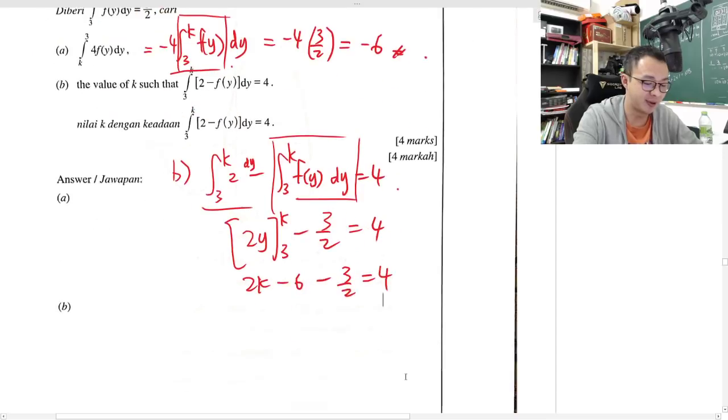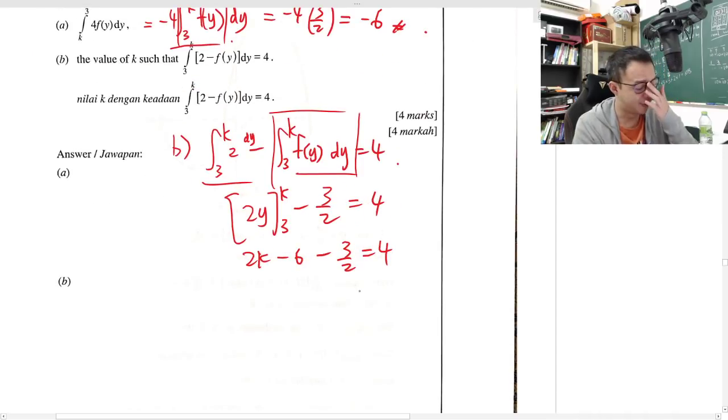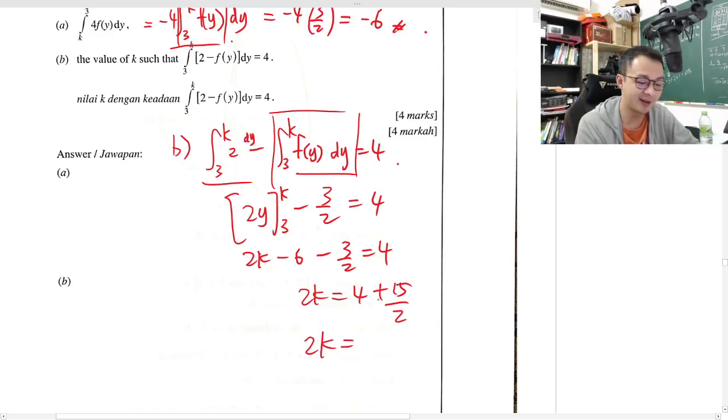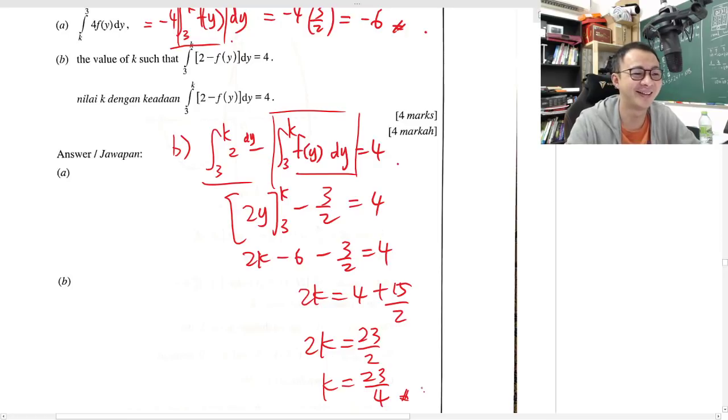Then I should be able to get this equation. 12 will be 15, so 2k equals 4 plus 15 over 2. So 2k is 23 over 2, so k equals 23 over 4. I hope I don't make any carry mistake.